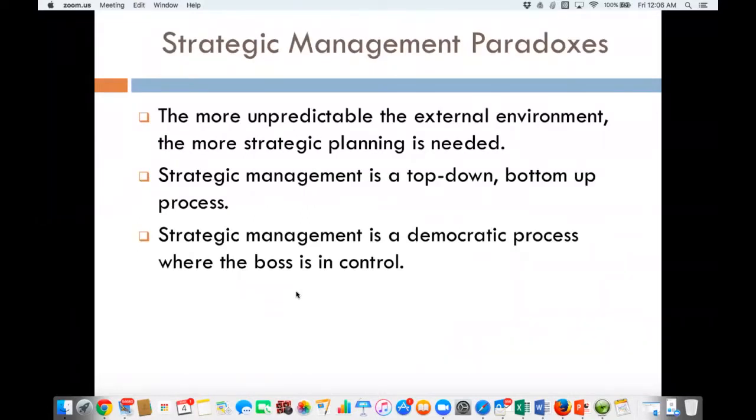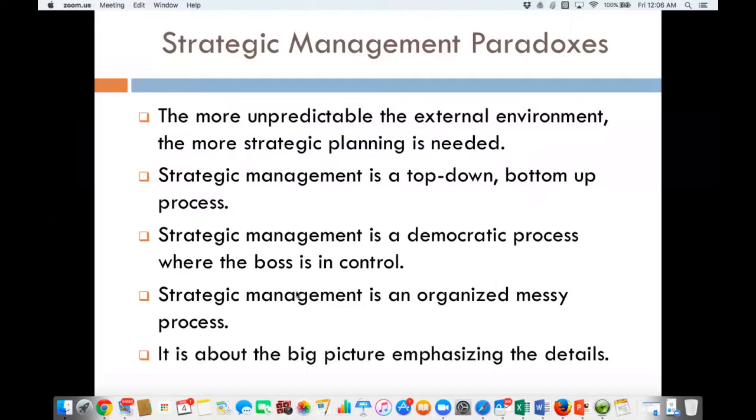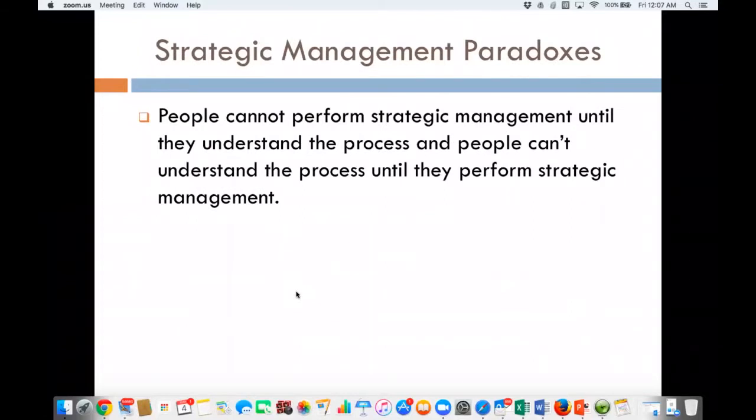The strategic management paradox that should be understood, and always kept in mind, is that the more unpredictable the external environment, the more the strategic planning process is needed. Strategic management is a top-down activity as well as a bottom-up process. Strategic management is a democratic process where the boss is in control. Strategic management is an organized, messy process. It is about the big picture, emphasizing the detail.